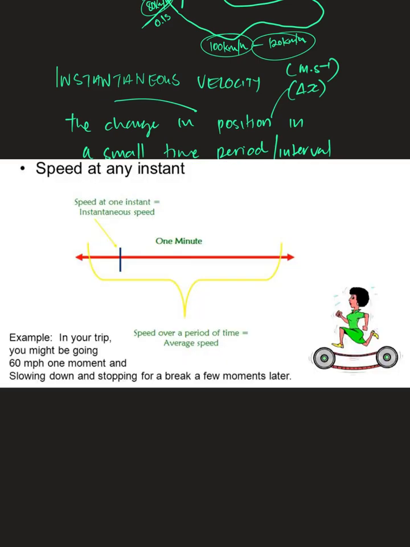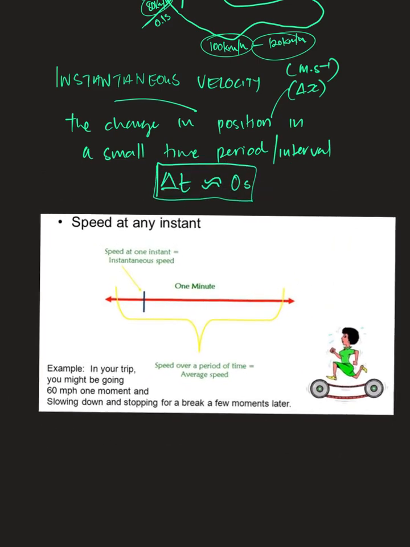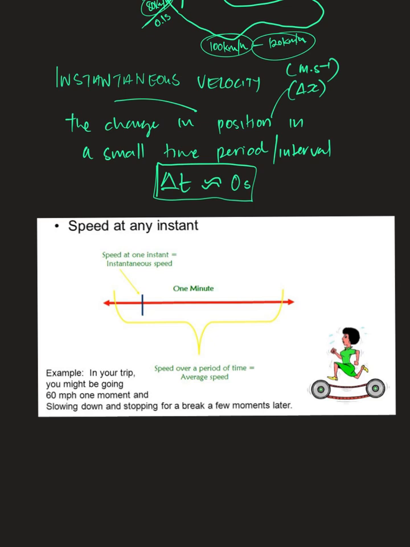Right. So when we're looking at instantaneous velocity, we're saying speed at any instant. If I'm looking at this diagram, let's say in 1 minute I'm traveling from point A here to point B over there, right? And over that time, I've had quite different speeds.